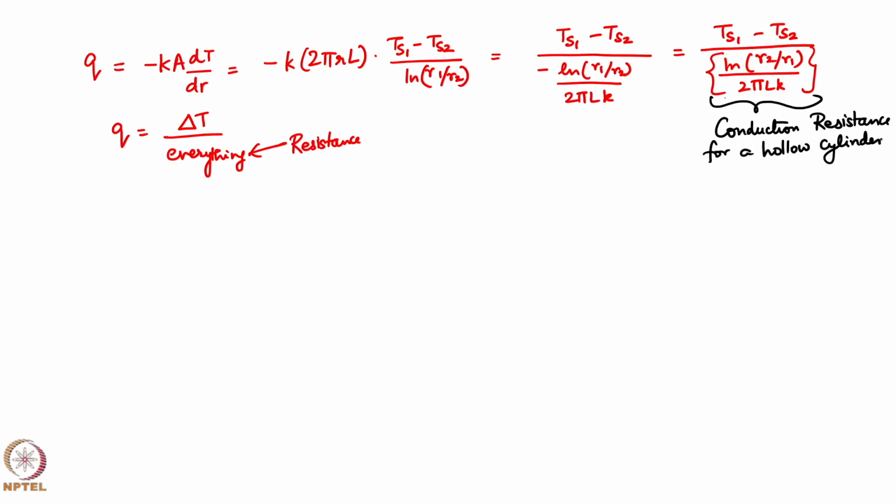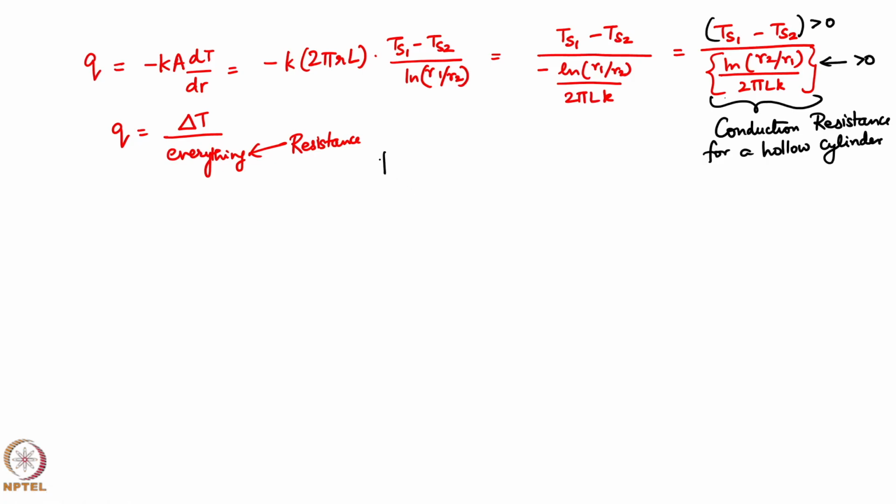And please see this carefully. It was R1 by R2, a small number by a large number, so it is negative. The minus sign took care of it, and this is now a positive quantity. Ts1 is greater than Ts2, so this is greater than 0. This also is greater than 0.